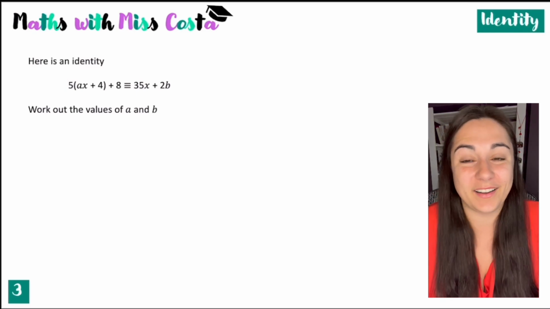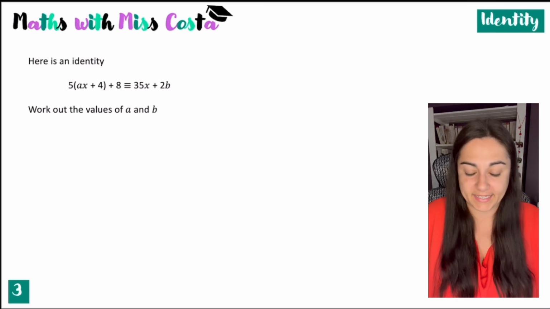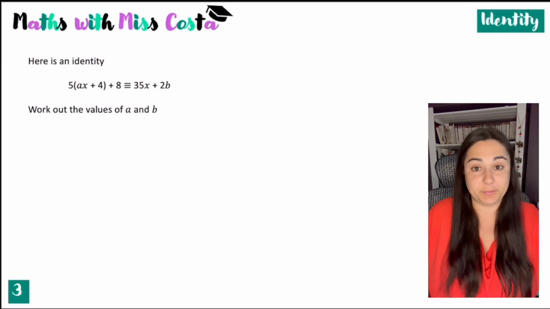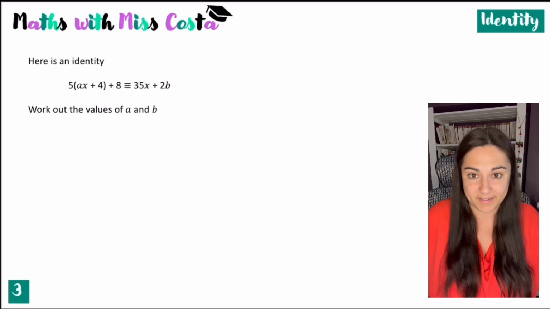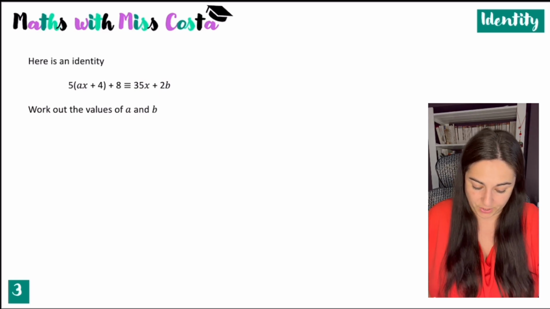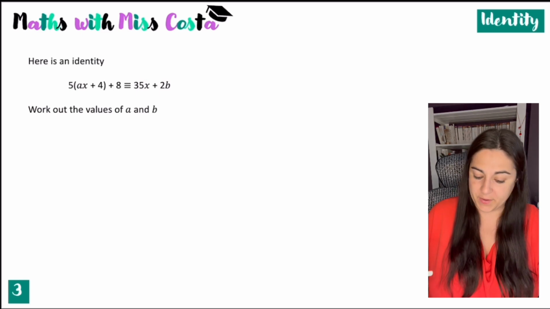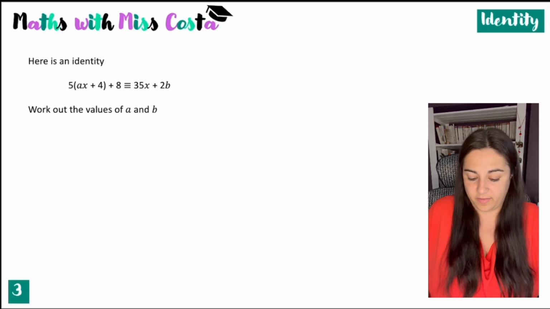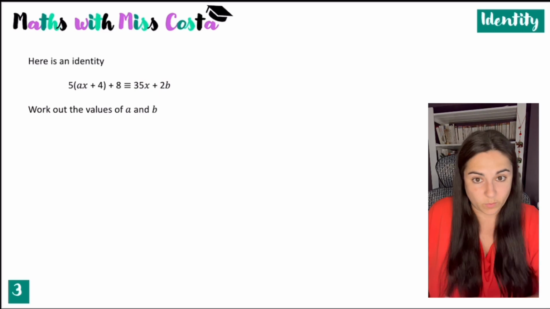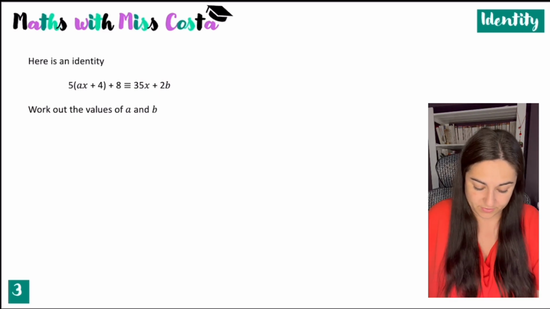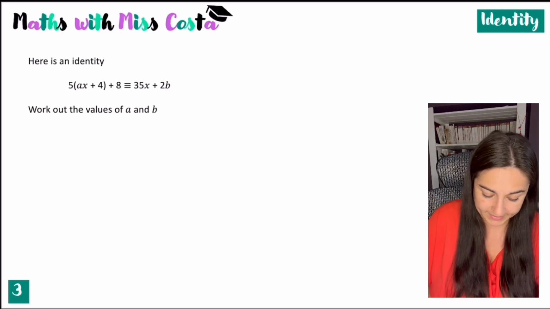Okay, so here we've got an identity. Now, all an identity means is that the expressions on both sides are equivalent to one another, just expressed in a different form. So, if I expanded the brackets and simplified, the left side of the equation would be equal to the right side of the equation. So let's have a go and see what we can do.